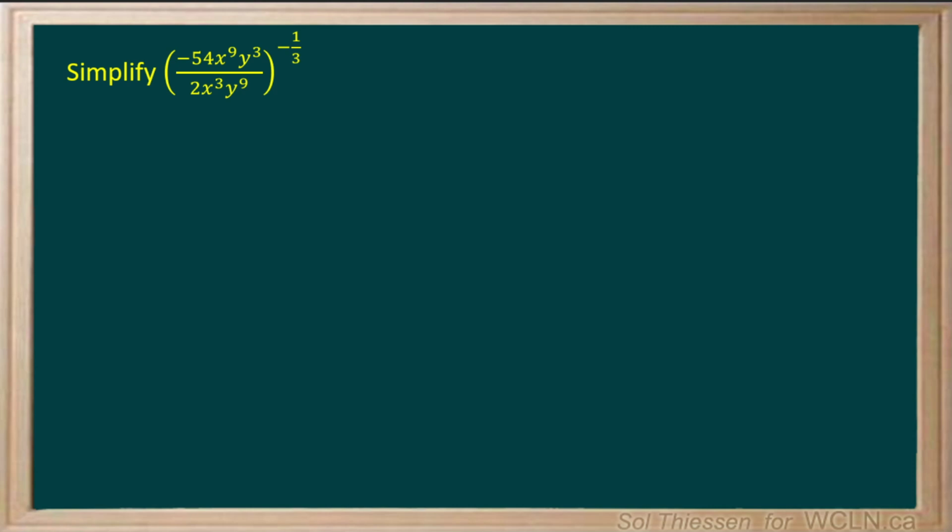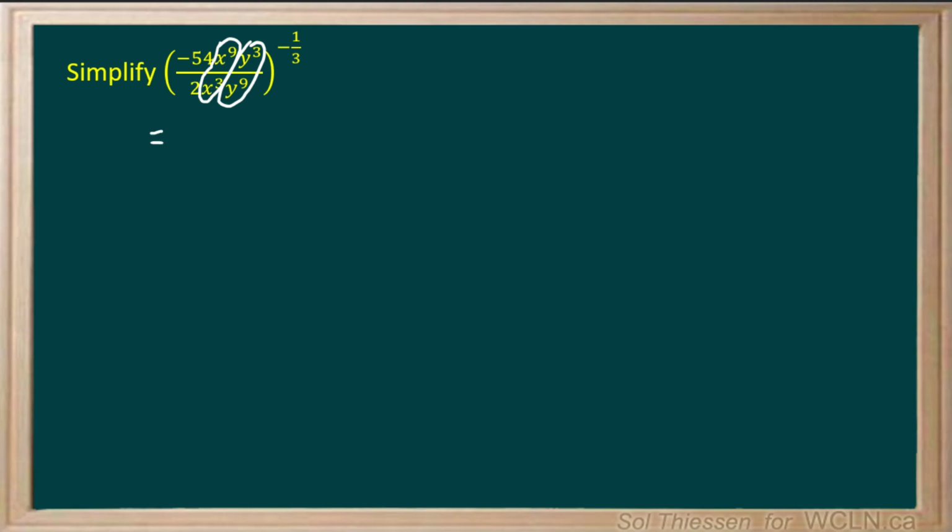Simplify. So our first step here is going to be to employ the quotient rule for exponentials. That rule tells us that when we have like bases in division, we can subtract the exponent in the denominator from the exponent in the numerator. We can apply that to the x and y variables. Then for our numerical coefficients here, we have negative 54 divided by 2, and that's equal to negative 27.